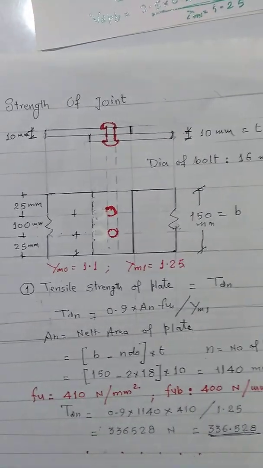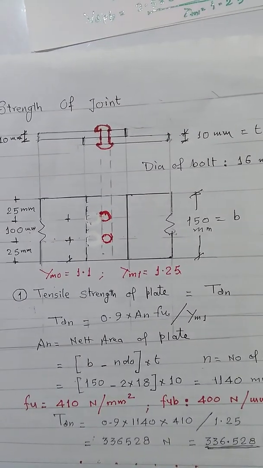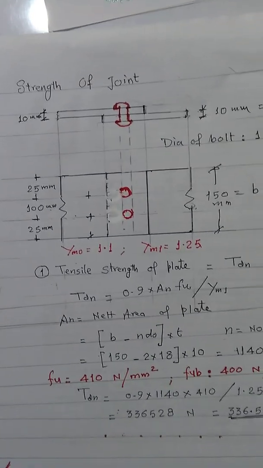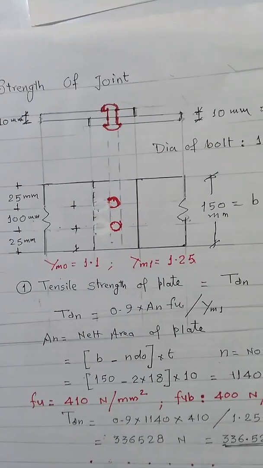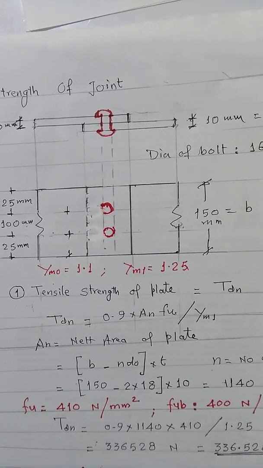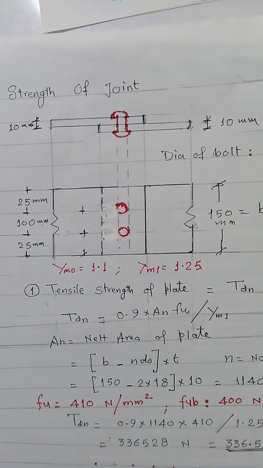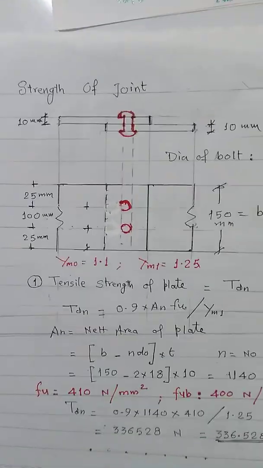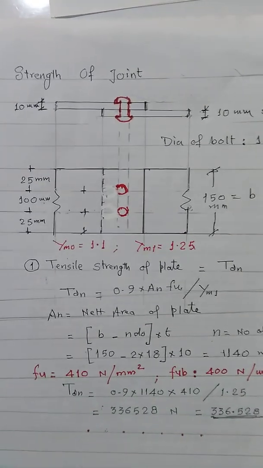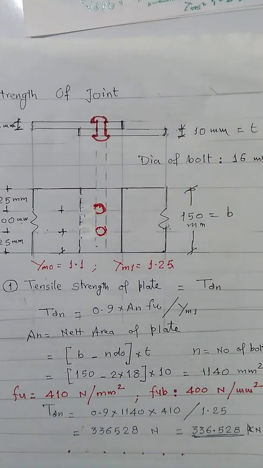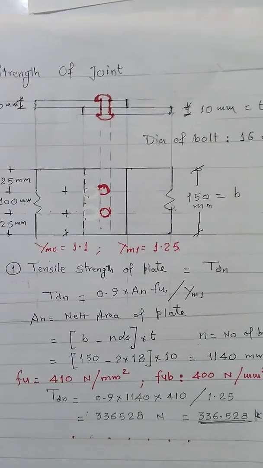I will try to explain the thing by taking one simple example of a lap joint of 150 mm plate width and 10 mm thick, and when it is an overlap there are two bolts of 16 mm placed at a pitch of 100 mm with an edge distance of 25 mm. Now we have to find out the strength of this joint. First of all, the first is the tensile strength of a plate. We'll discuss something about the tensile strength of a plate.